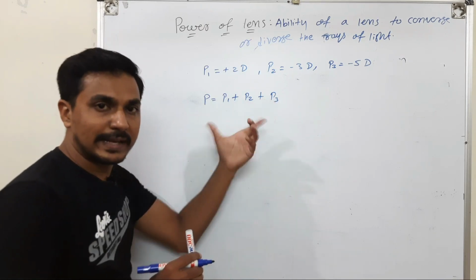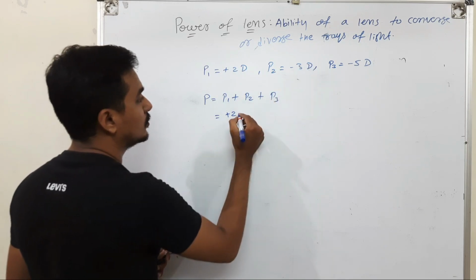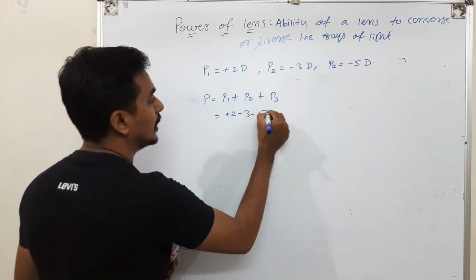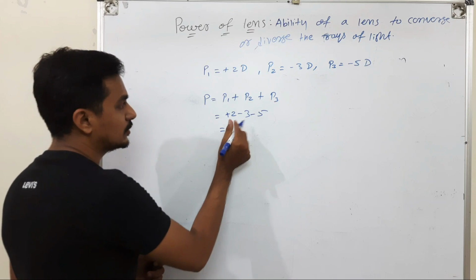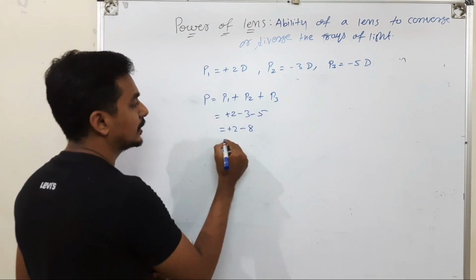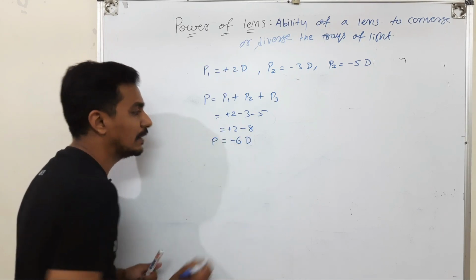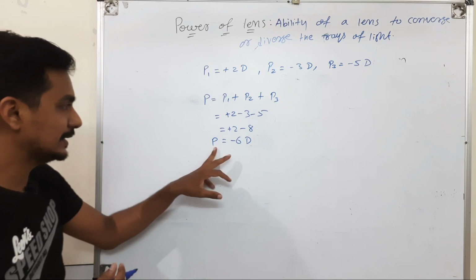You have to just do the algebraic addition. So here you have plus 2, here you have minus 3, and here you have minus 5. If you solve this, you will get minus 2 plus 2 minus 8, which is equal to minus 6D. So the power is minus 6D.